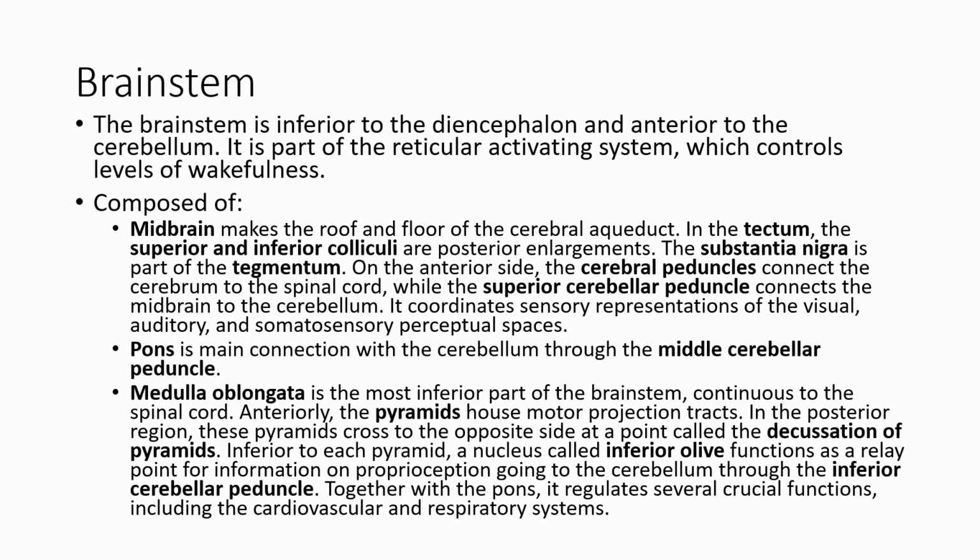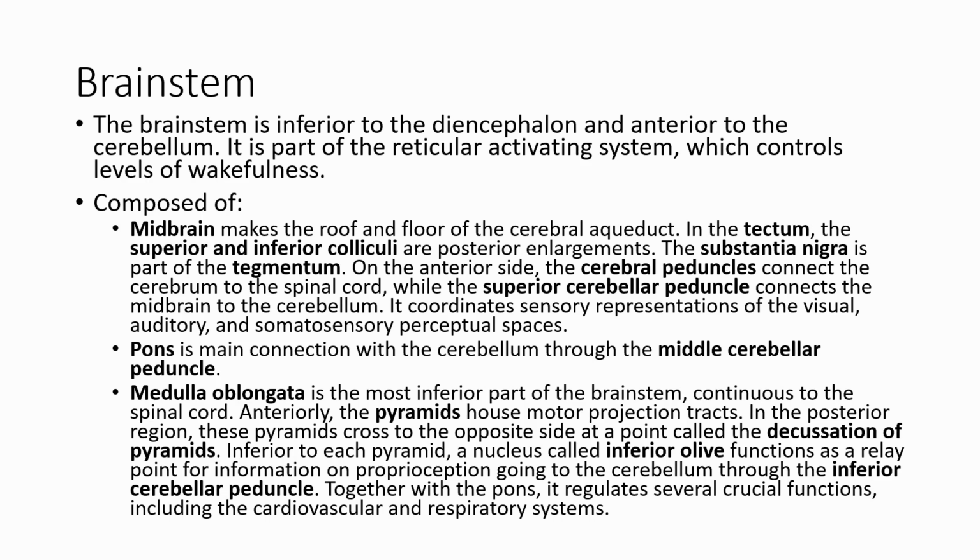To see where they're located. They almost look like little swellings, little enlargements in the back there of the midbrain. The substantia nigra, which we saw earlier, is going to be part of the tegmentum. And then if we go to the anterior side, we have the cerebral peduncles, and so that's going to connect the cerebrum to the spinal cord. And then the superior cerebellar peduncle connects the midbrain to the cerebellum.